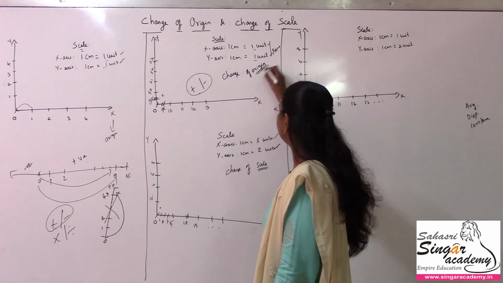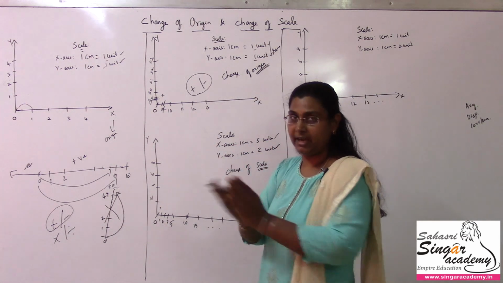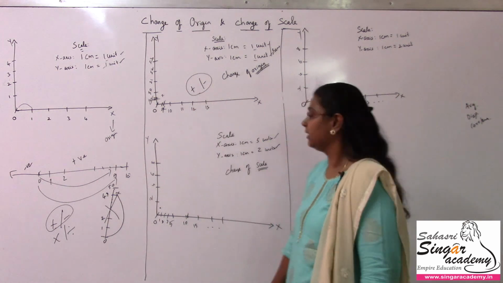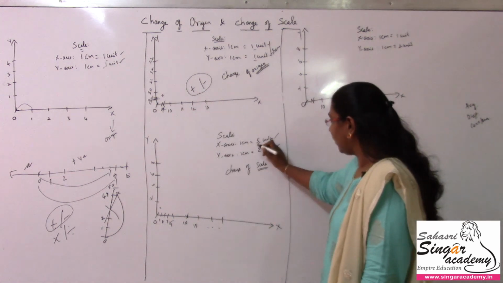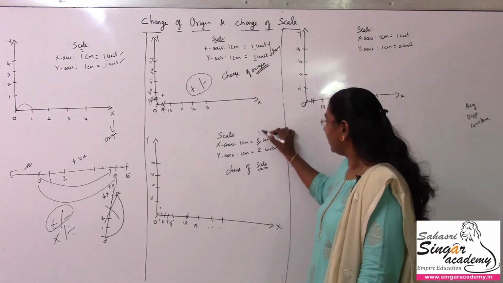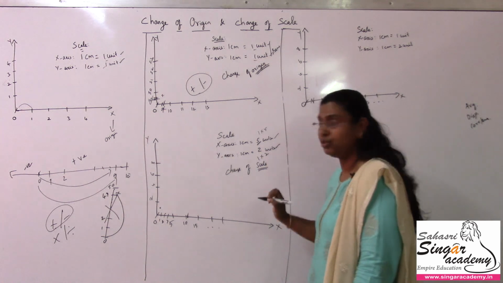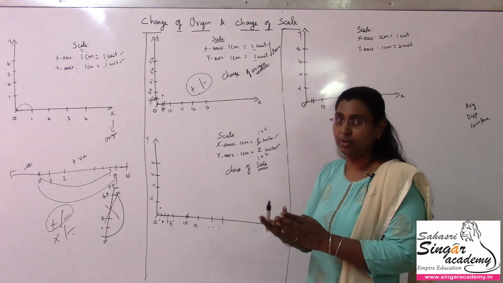Please remember, in a change of origin, you shift the origin either forward or backward, so plus or minus, right? In a change of scale, what are you doing here? 1 unit. See, 1 unit is now a multiple of 5, so you have taken 1 into 5, right? Here 1 unit is a multiple of 2, so they have taken this as 1 into 2. So each 1 unit is now 2 units.